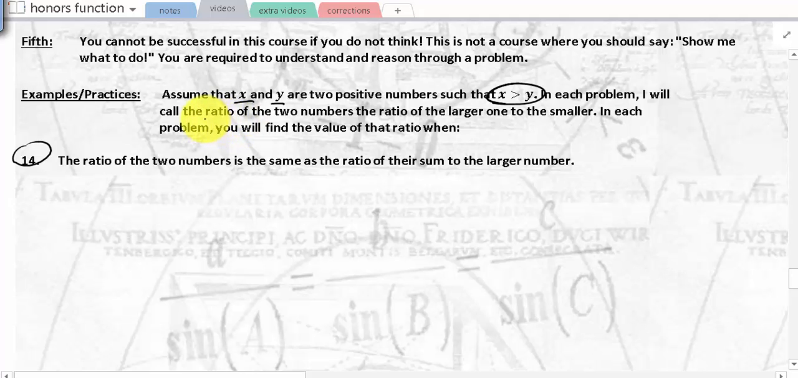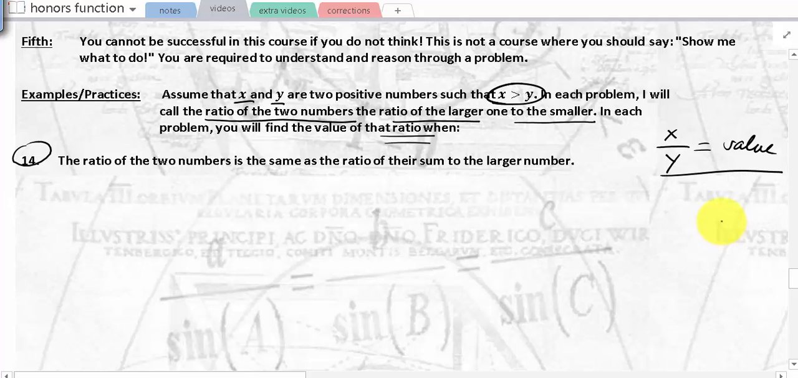So I'm defining what I call the ratio of the two numbers. It's going to be the ratio of the larger to the smaller. Therefore, x is larger, so what I call the ratio of the two numbers is x over y. In each problem, you will find the value of that ratio. So here, I'm guessing I should come up with x over y equals, and here I need a value. I think I grasped my problem.